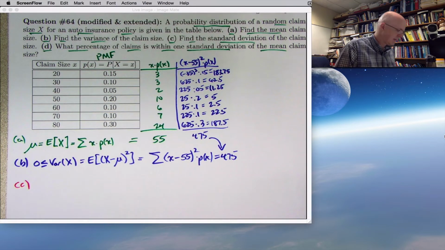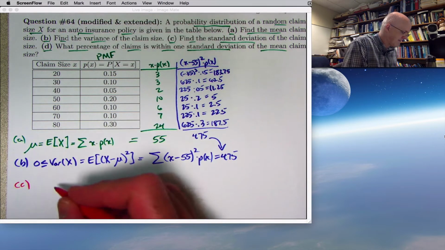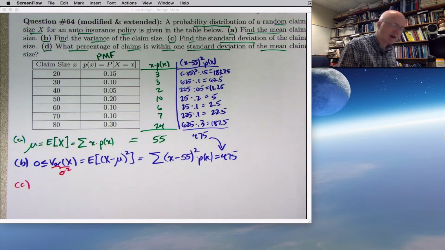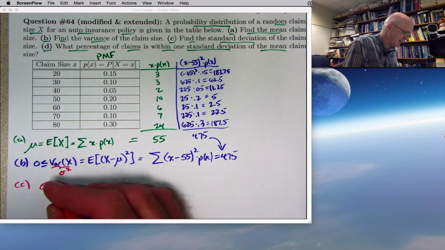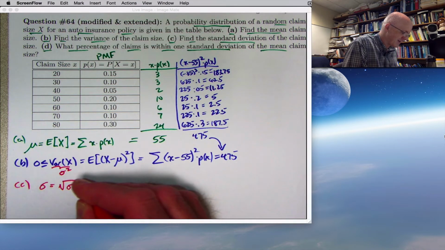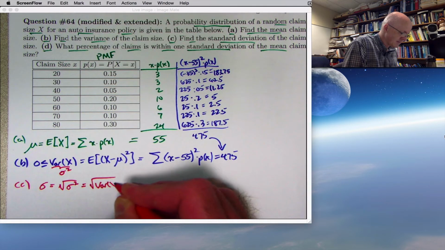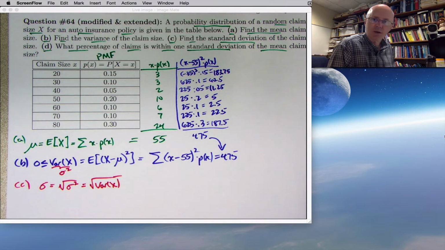Part C is to find the standard deviation. Well, that's easy. The standard deviation is the square root of the variance. The variance is sometimes labeled with a sigma squared because the standard deviation is labeled with a sigma. It's the square root of sigma squared, which is the square root of the variance, the positive square root. We don't want to do a plus or minus here.